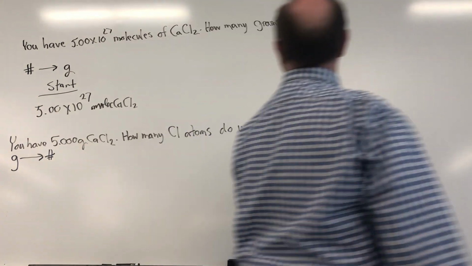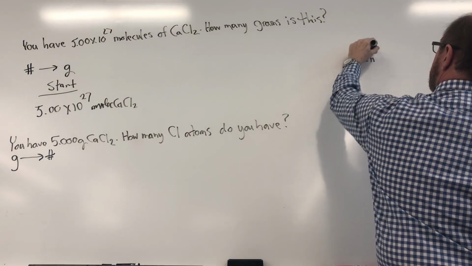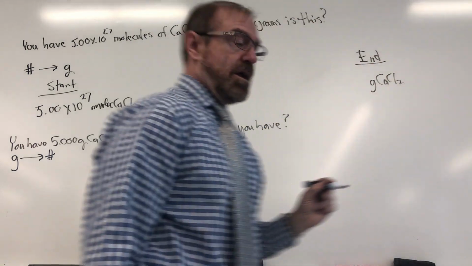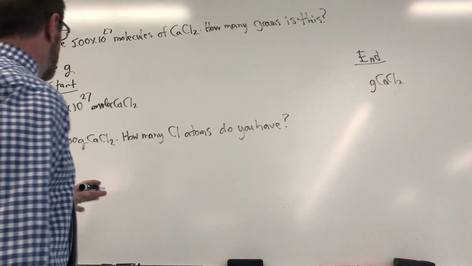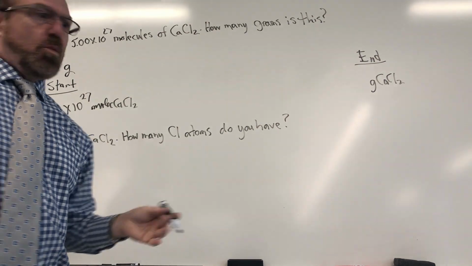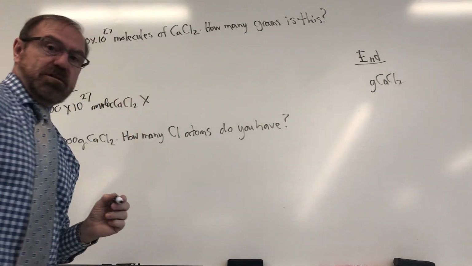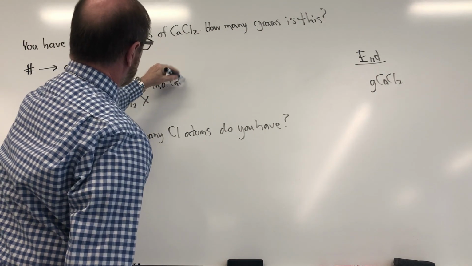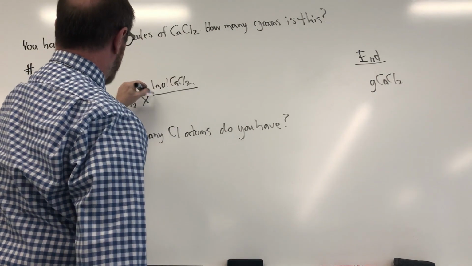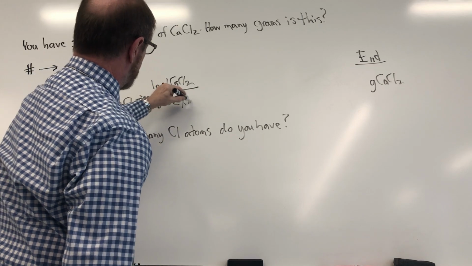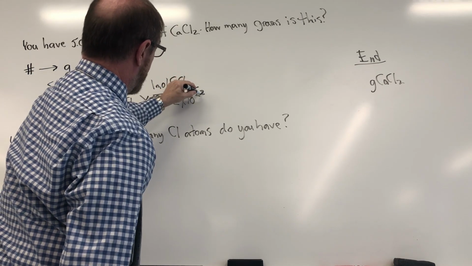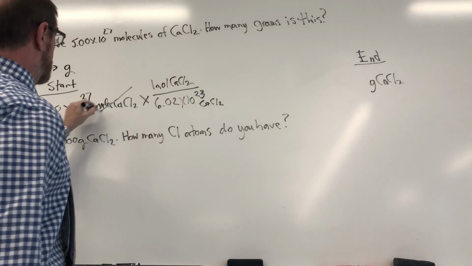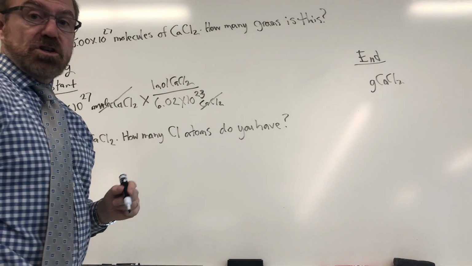And what are we trying to get to? We're trying to get to grams of calcium chloride. So how are we going to get there? Well, let's see. I don't know what to do, so I think I'll go through moles. How can we convert this to moles? Well, we use Avogadro's number. So for every 1 mole of calcium chloride, there are 6.02 times 10 to the 23 calcium chloride molecules. Those will cancel, and now we've converted to moles.